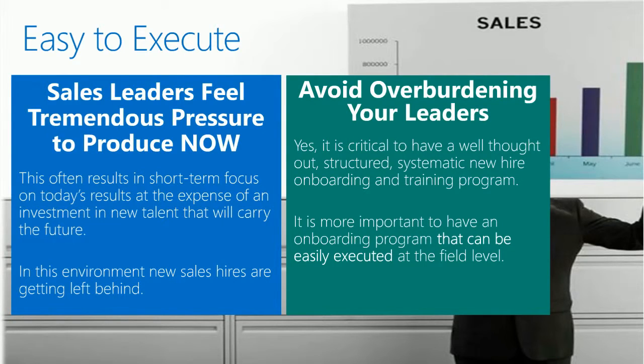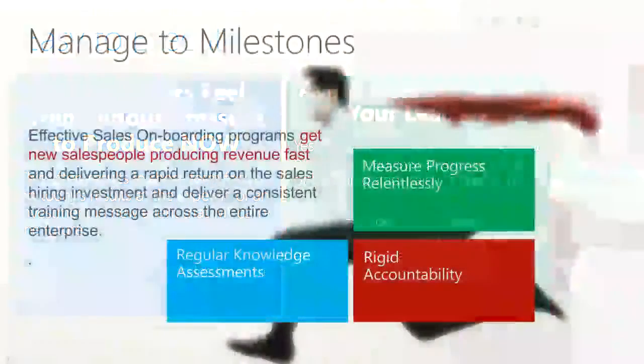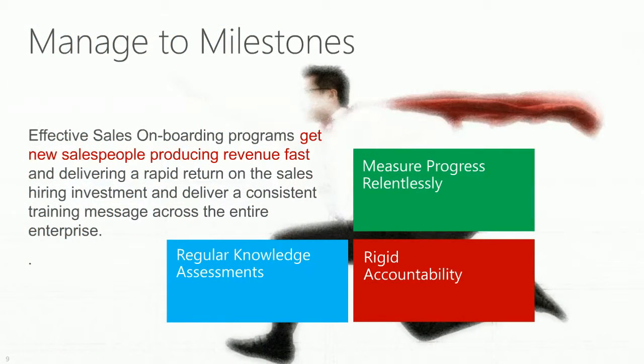So you want to avoid overburdening them. And so although it's critical to have a well thought out, structured, systematic new hire onboarding and training program, it's more important to have an onboarding program that can be easily executed at the field level. So you have to have systems and processes that manage it. And one of the reasons that we suggest moving into an automated system that manages the process is because it does the work, it remembers the things that managers need to do.